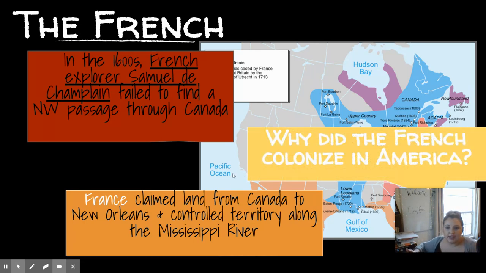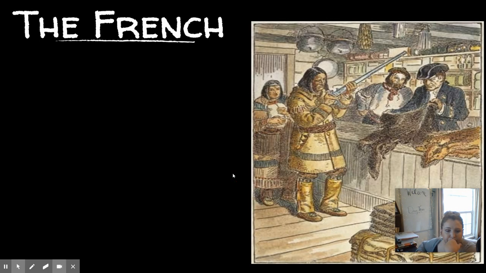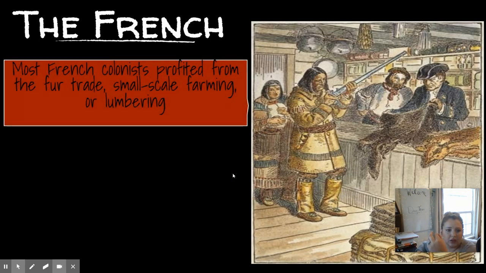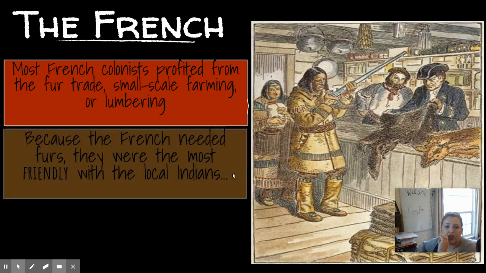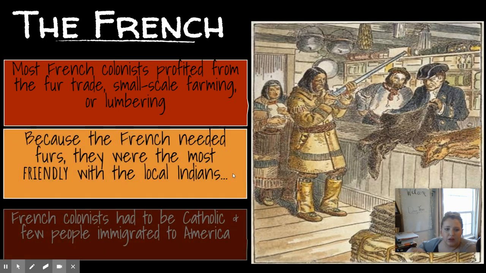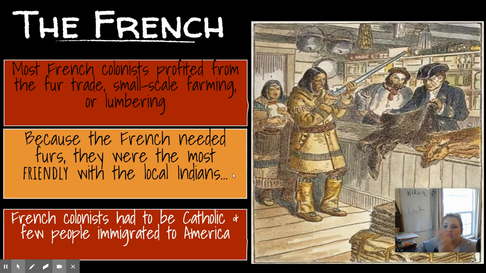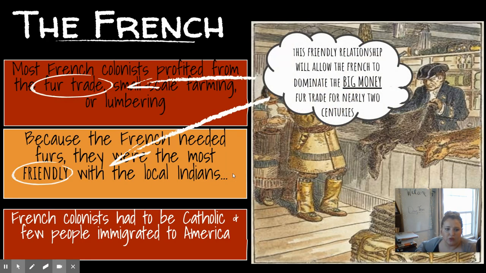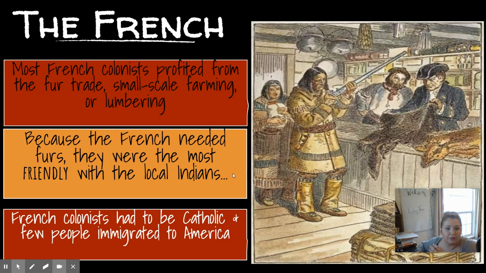Okay, so why did the French colonize in America? Most French colonists are going to profit from the fur trade. It's huge. Small scale farming, lumbering. They're going to extract resources from the New World. But because the French needed furs, they were mostly friendly with local Native Americans because they knew the land. And the French are going to dominate the fur trade, and it is big, big, big money.